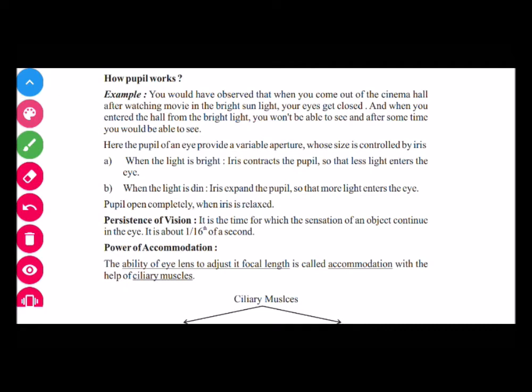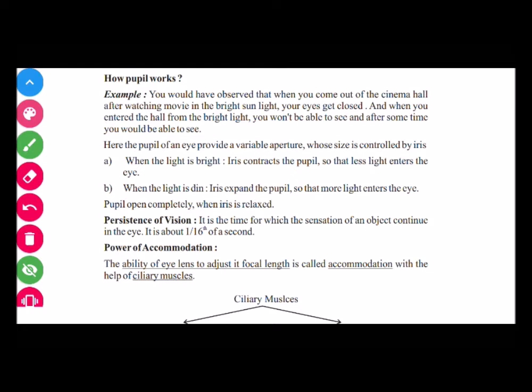When the light is bright, come on, read it. When the light is bright, iris contracts the pupil so that less light enters the eye. When the light is dim, iris expands the pupil so that more light enters the eye. Pupil opens completely when iris is relaxed.